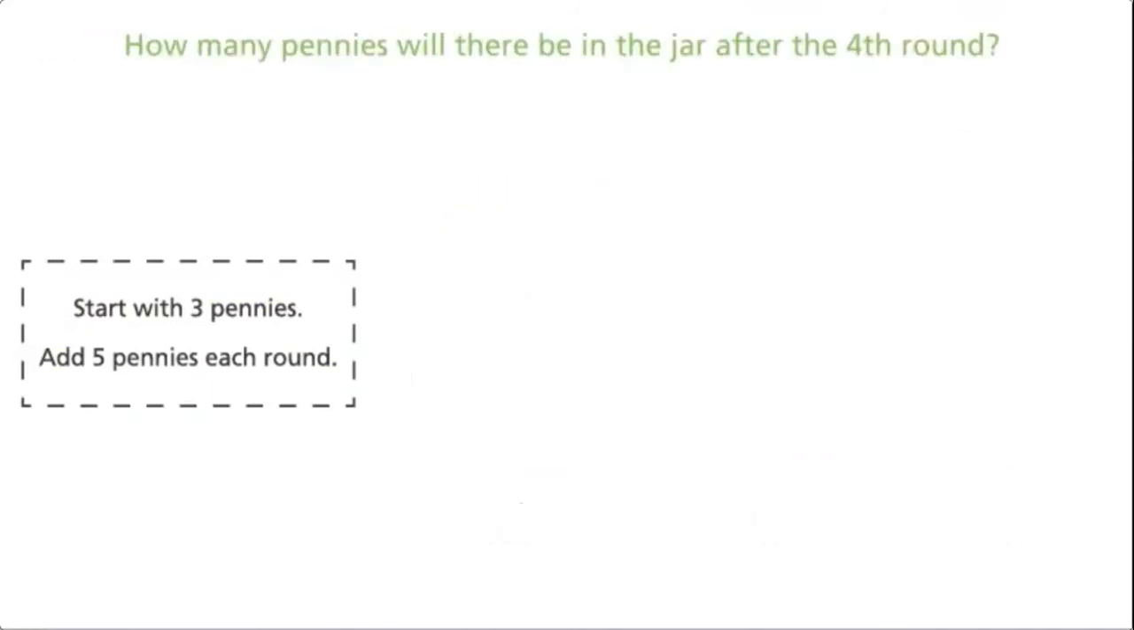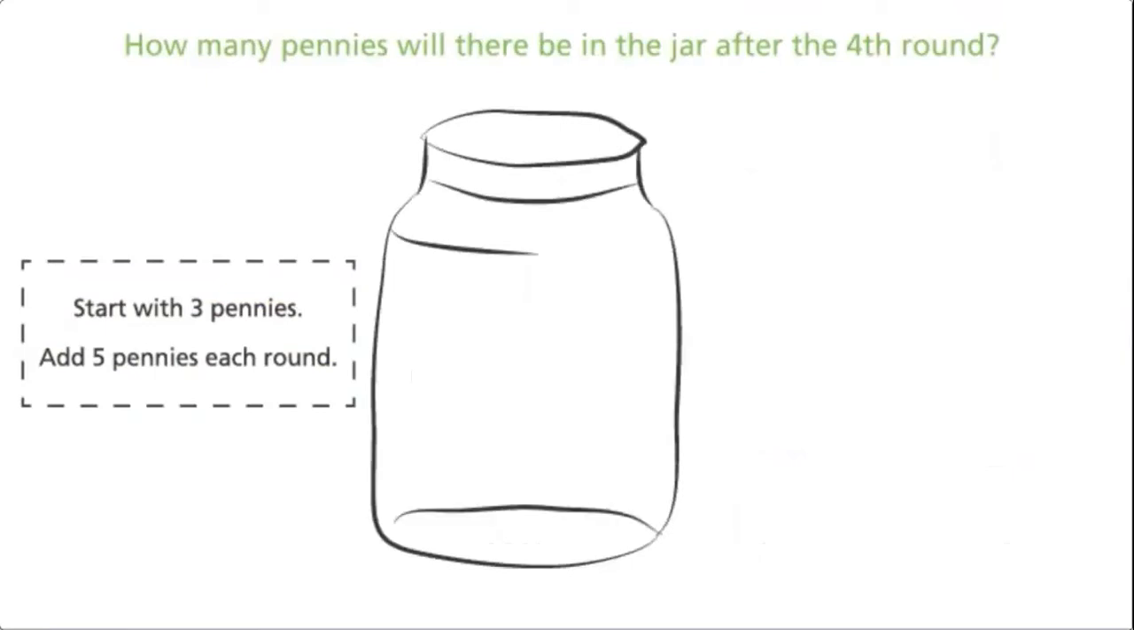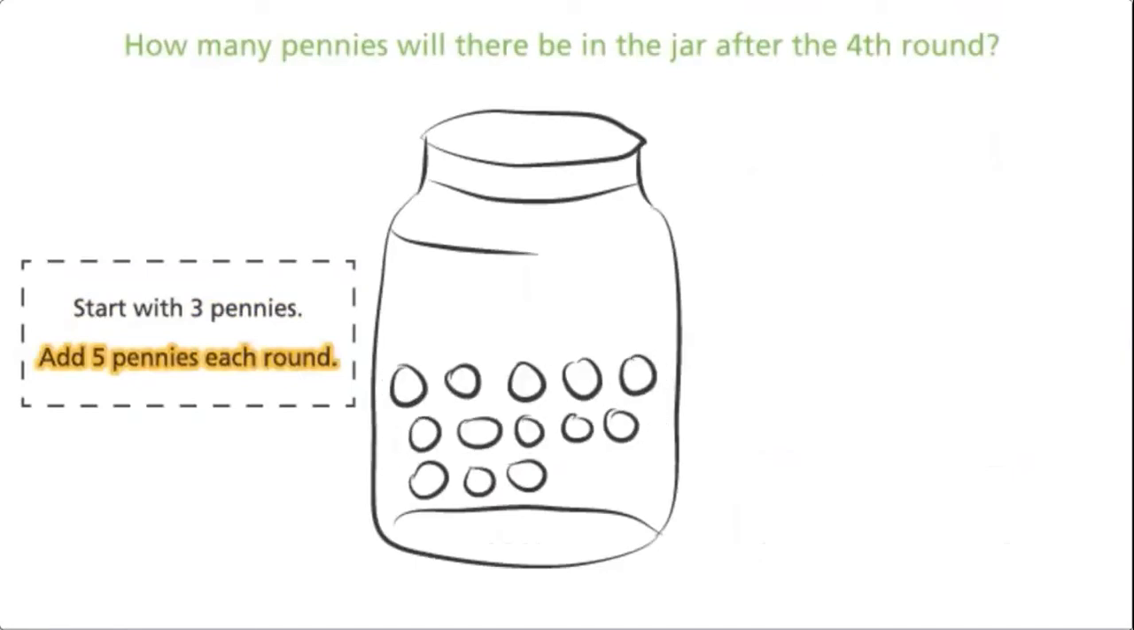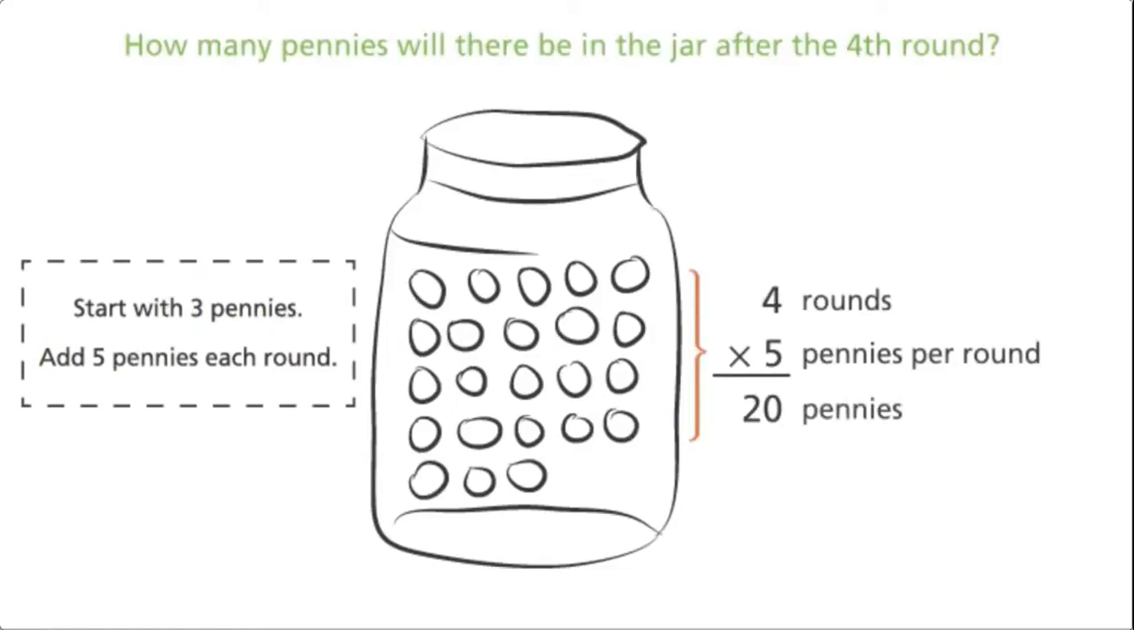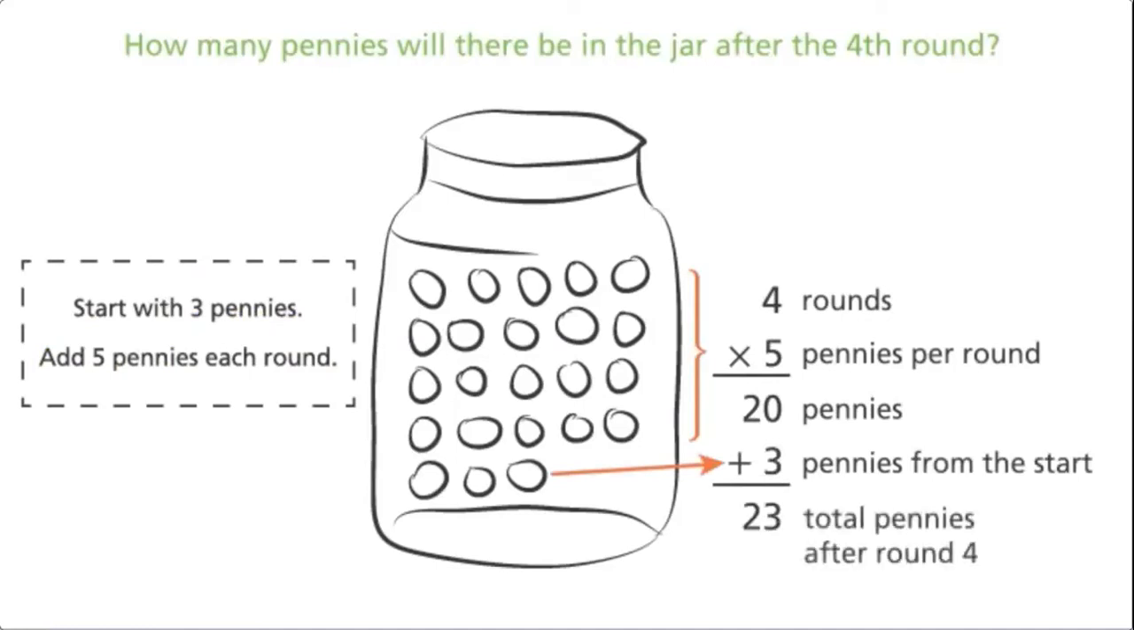How many pennies will there be in the jar after the 4th round? I drew a picture to find out. There are 3 pennies already in the jar. Then the same amount, 5 pennies, is added in each round. After round 4, 5 pennies will have been added 4 times. There were 4 rounds with 5 pennies added per round. So I multiplied 4 times 5, which is 20 pennies. Then I added the 3 pennies I started with. After round 4, the jar will have 23 pennies.